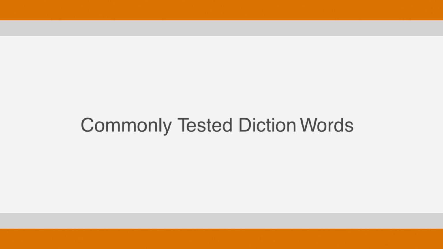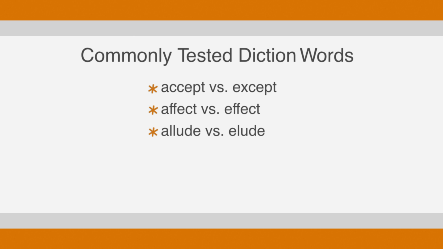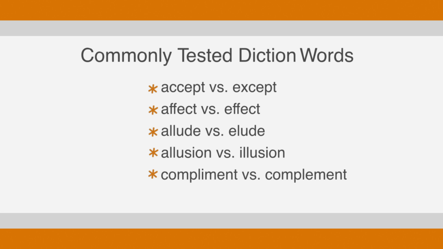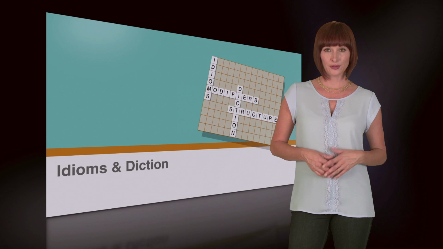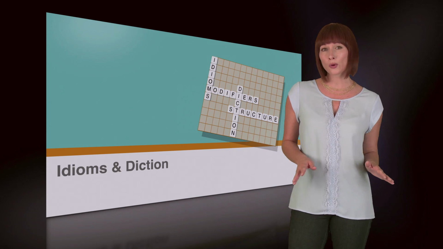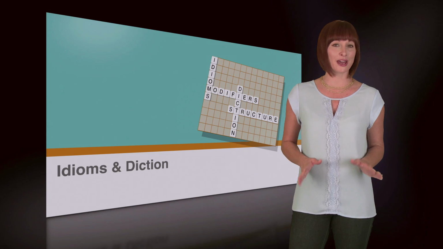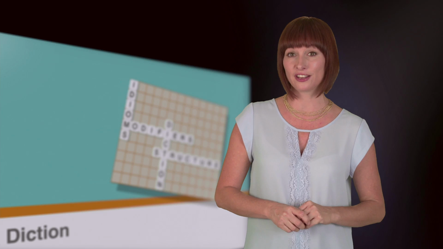Words that might be tested on the SAT for appropriate diction include accept versus except, affect versus effect, allude versus elude, allusion versus illusion, complement versus compliment, and discrete versus discreet. You get the idea, right? I'm sure you can also tell that studying your vocab will totally pay off when it comes to diction. The more words you know and how to use them, the better your test score will be. Okay, let's take a look at a test problem focused on diction.